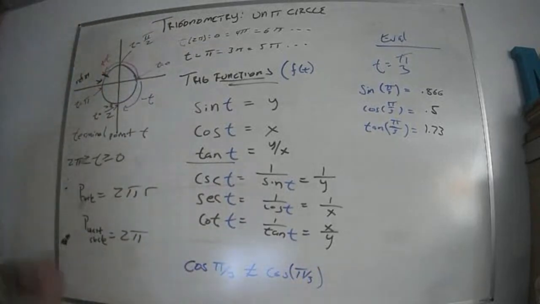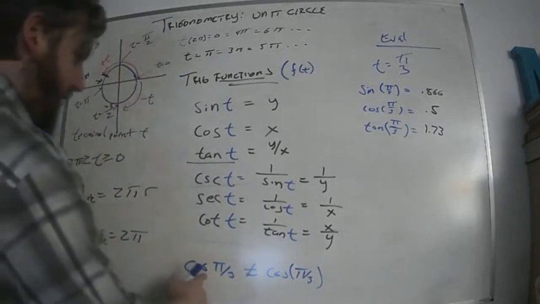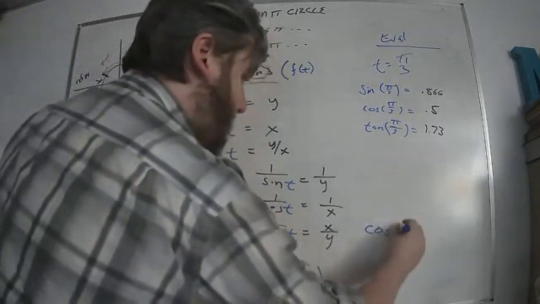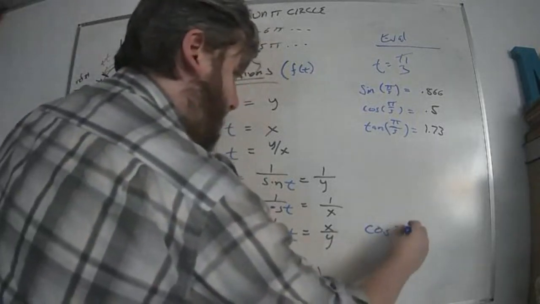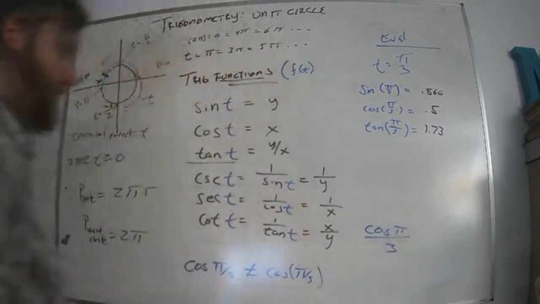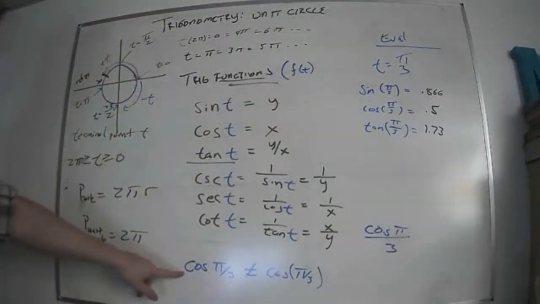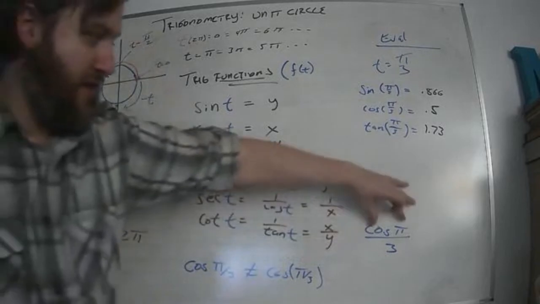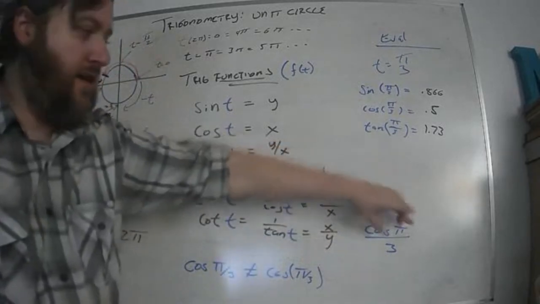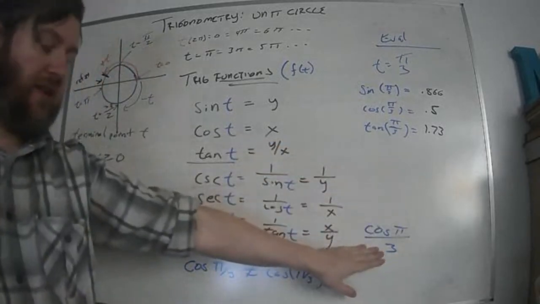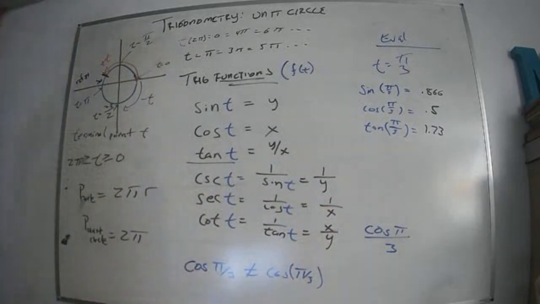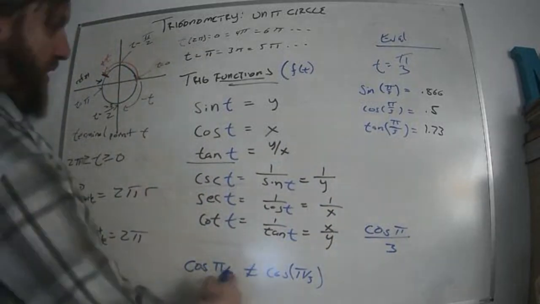Not the same thing to your calculator. This here, cosine of pi divided by 3. That's what your calculator thinks you're asking it, right? Because it thinks this is one number, cosine of pi, and then you're telling it to divide it by the next number here, 3. You're not telling it to take cosine of pi over 3.